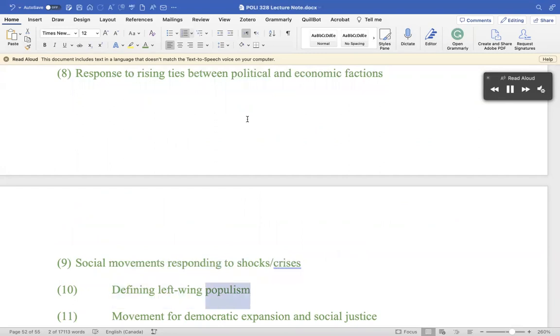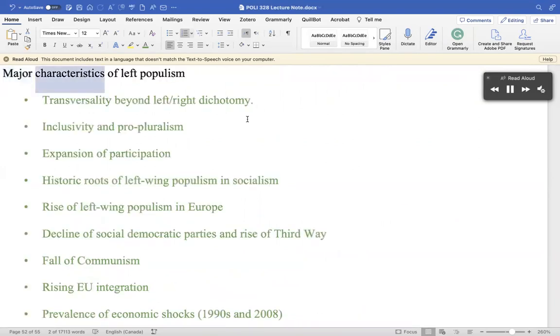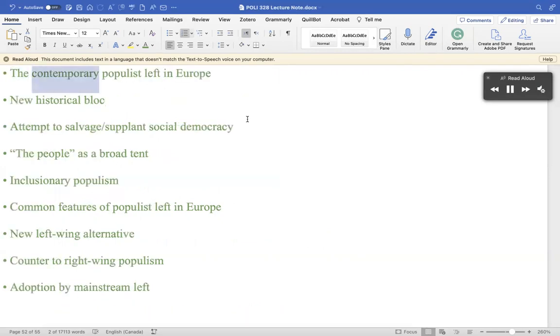Defining left-wing populism. Movement for democratic expansion and social justice. Major characteristics of left populism. Transversality beyond left-right dichotomy. Inclusivity and pro-pluralism. Expansion of participation. Historic roots of left-wing populism and socialism. Rise of left-wing populism in Europe, decline of social democratic parties and rise of Third Way, fall of communism, rising EU integration, prevalence of economic shocks, 1990s and 2008, the contemporary populist left in Europe.